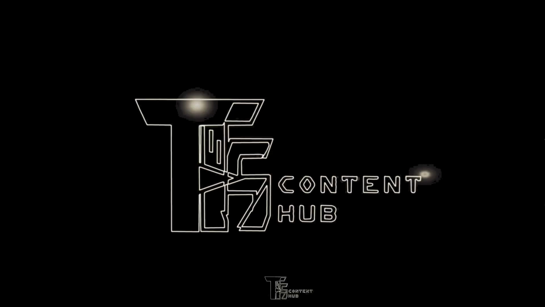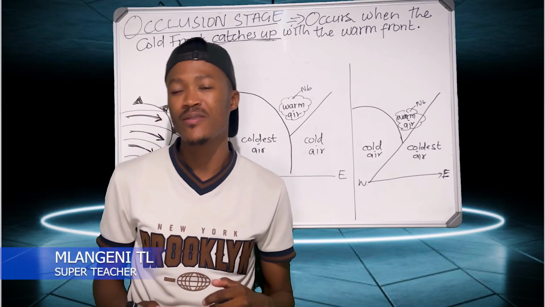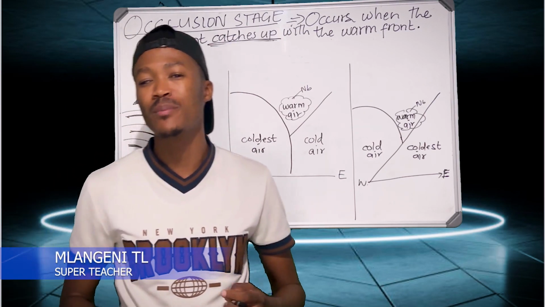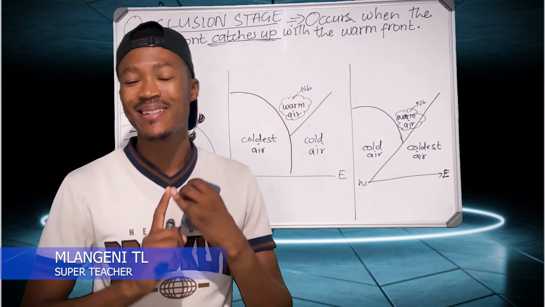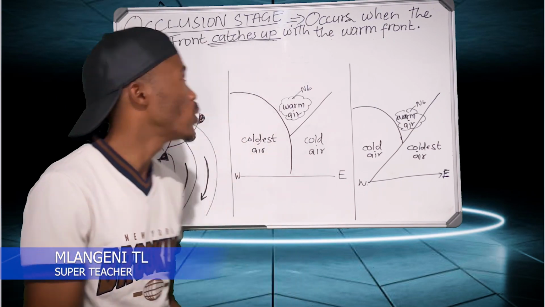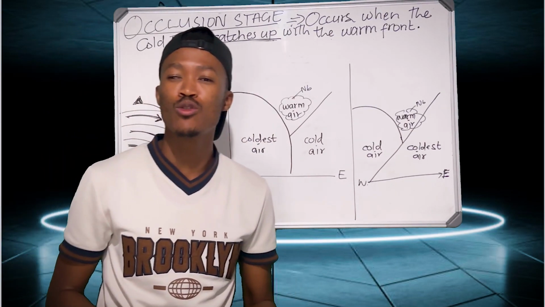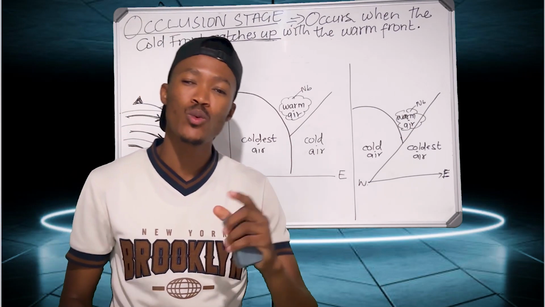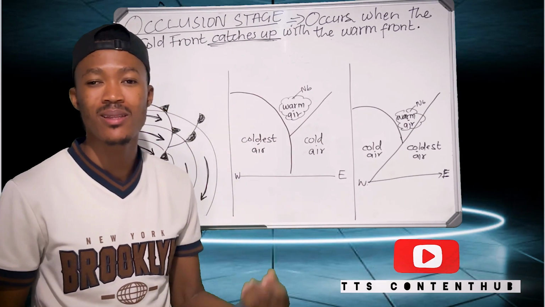Now welcome to the classroom. In our last video we spoke about the stages of the mid-latitude cyclone: the initial stage, the wave stage and the mature stage, and we left out this stage, the occlusion stage. Importantly, what we need to understand is how this stage occurs.